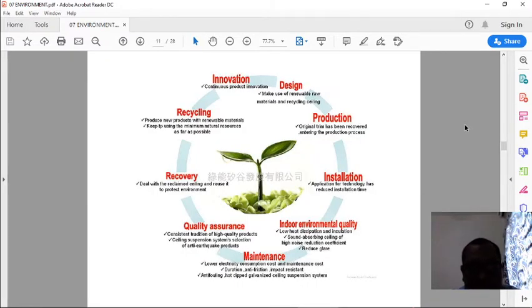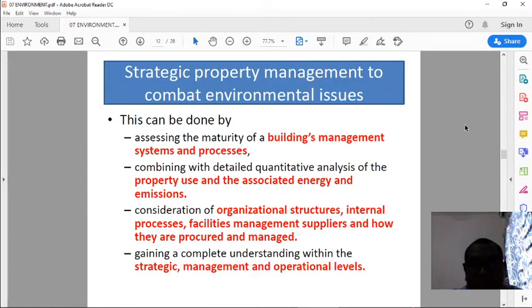So these are some of the steps that we can implement in our property management plan, like having the design, the production, the installation, the indoor environmental quality, having the maintenance, the QA, the recovery, the recycling, and even the innovations. So these are all of the green building initiatives that we can have and even implement in our organization. So strategic property management is needed to combat environmental issues, of course.